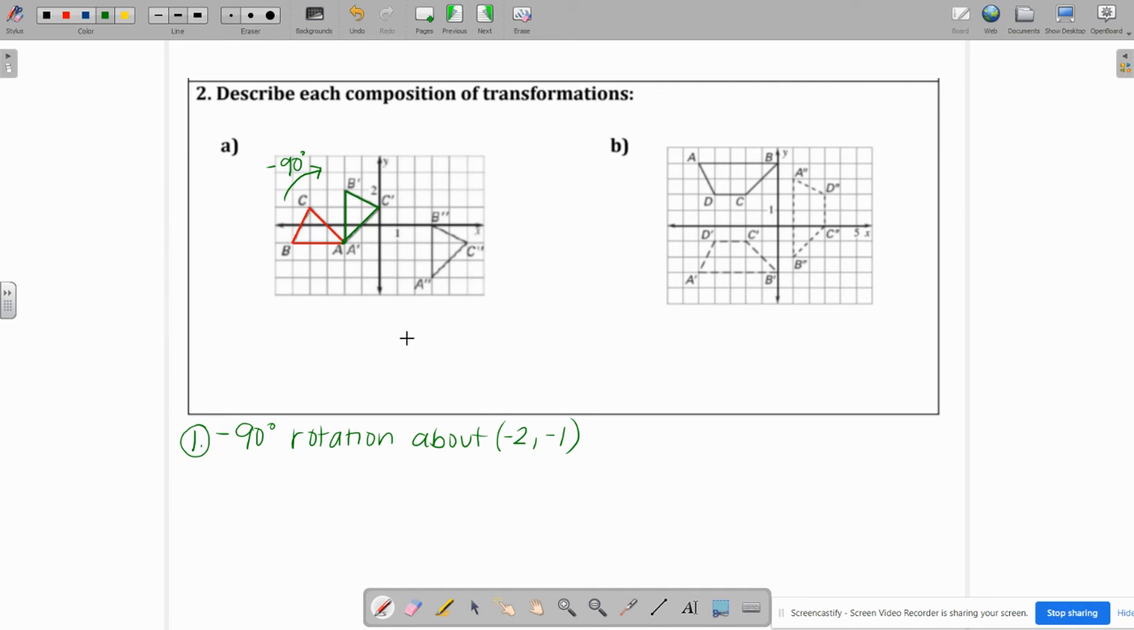So then we want to know, how do I get from the green triangle to this triangle with all the double primes? So I'm going to make this one blue. So here we can see that this is a slide. And so I need to determine, how do I get from A prime to A double prime, or from B prime to B double prime? So we can see that we're moving 1, 2, 3, 4, 5 units right and 1, 2 units down. So a slide is a translation.